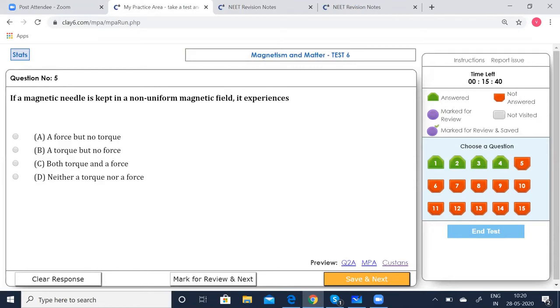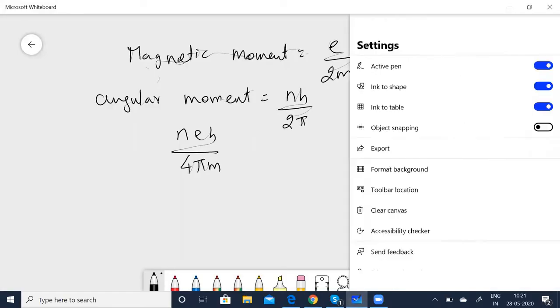If a magnetic needle is kept in a non-uniform magnetic field, it experiences a force but no torque, a torque but no force, both torque and force, or neither torque nor force. All right. When a magnetic needle is kept in a non-uniform magnetic field, the two poles of the needle will experience unequal force. Something like this you can see, a force like this.